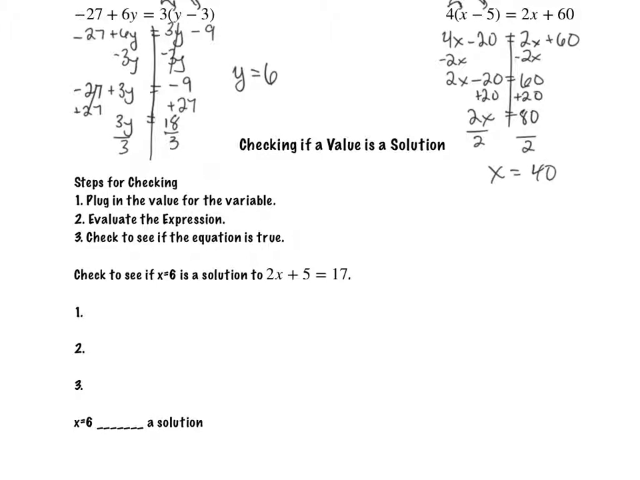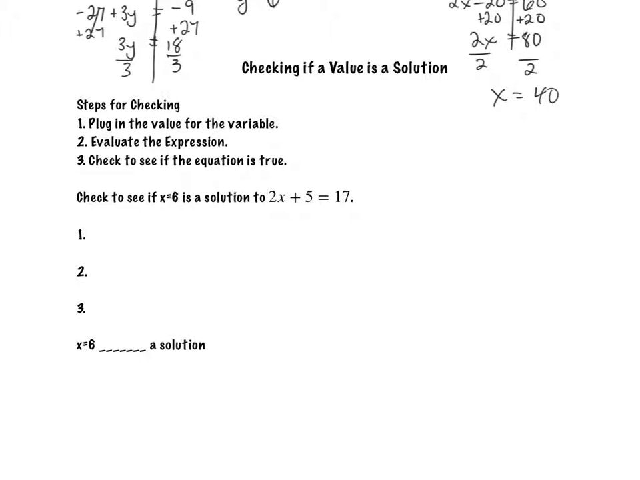When I want to do this, it's just like evaluating expressions. It's what we did yesterday, right? This asks you to check to see if x equals 6 is a solution to 2x plus 5 equals 17. To do that, I just want to plug in the value of the variable. That's my first step here. So I'd say, is 2 times 6 plus 5 equal to 17, with a question mark there? And I'm going to evaluate the expression.